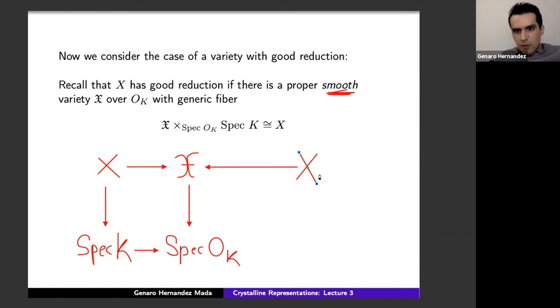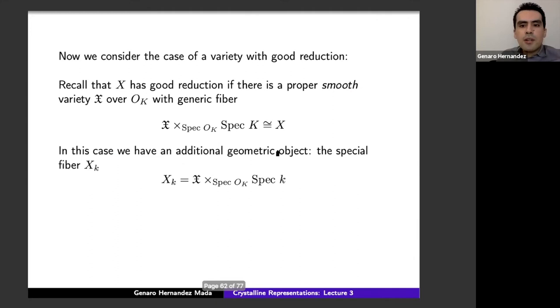Then I'm going to denote it like this, X_k, over the residue field that I'm denoting by small k. And this one is going to be smooth as well. So that's actually proper and smooth. That's what makes this case special because here we have an additional geometric object, the special fiber, which is this one. It is proper and smooth.